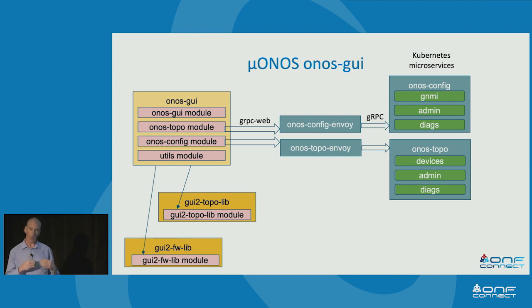And how we use the backend is, we have ONOS config sitting over there with this gRPC, and in the middle we have this ONOS config envoy pod that we deploy, and that is really running gRPC web, which is a service that basically translates gRPC commands into effectively REST commands, and that's what the browser is actually calling through JavaScript.